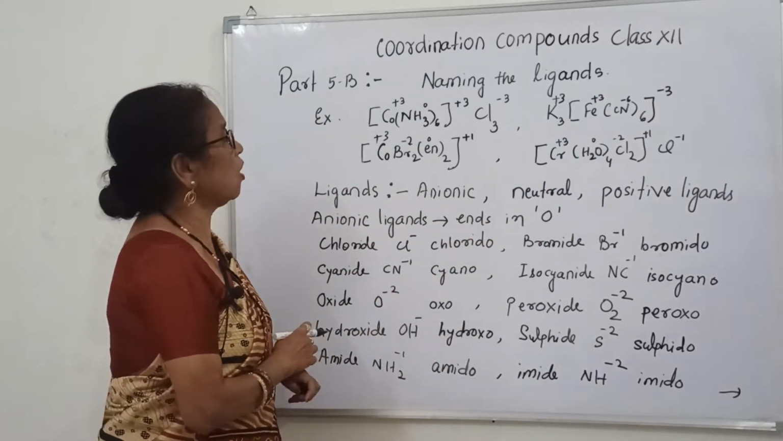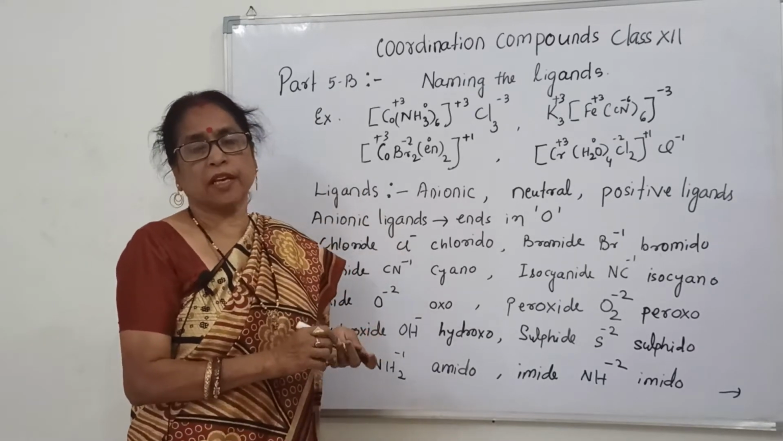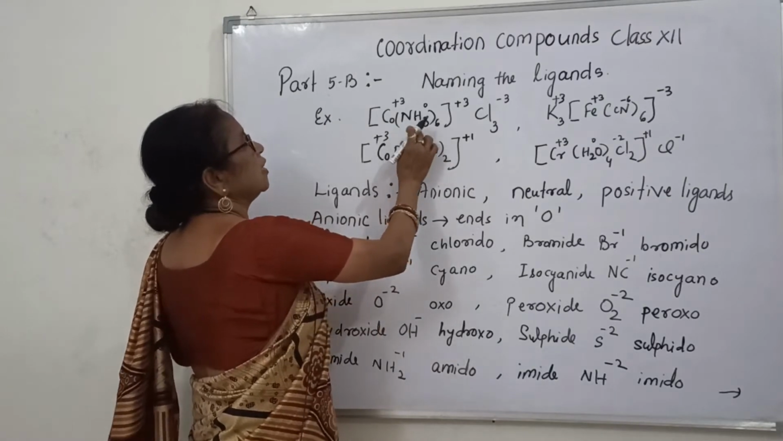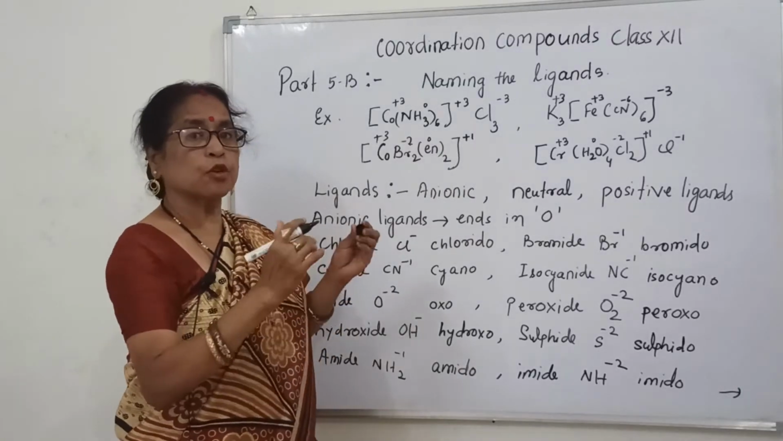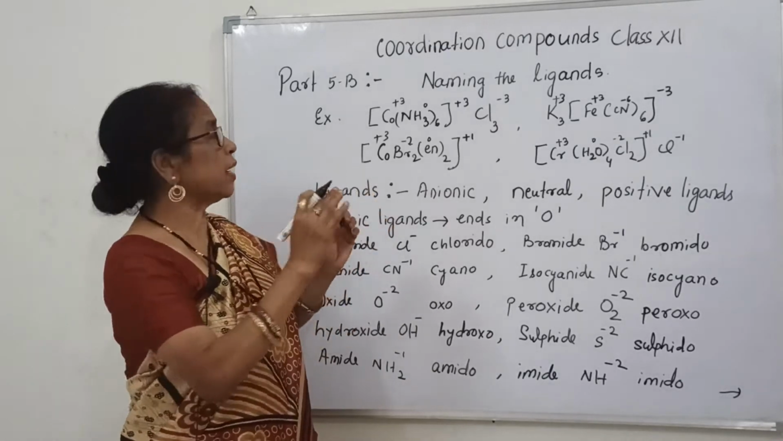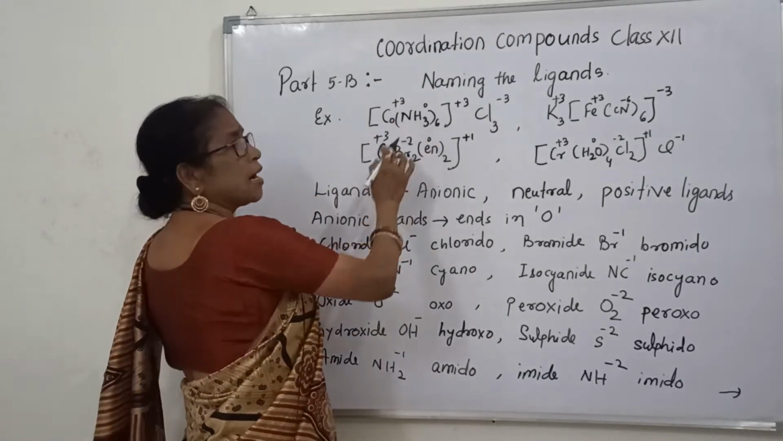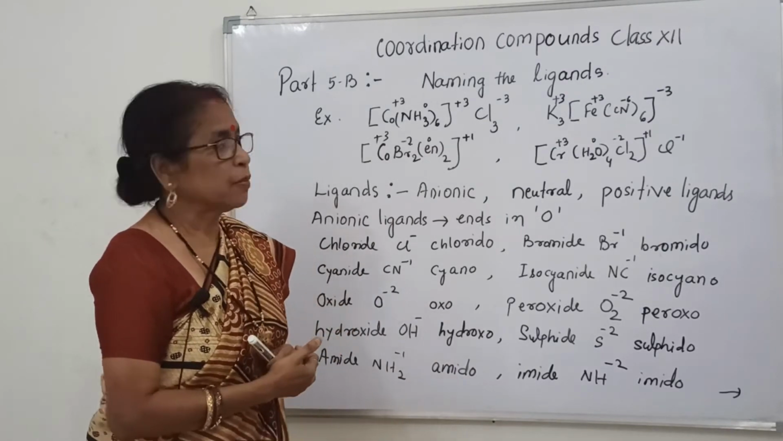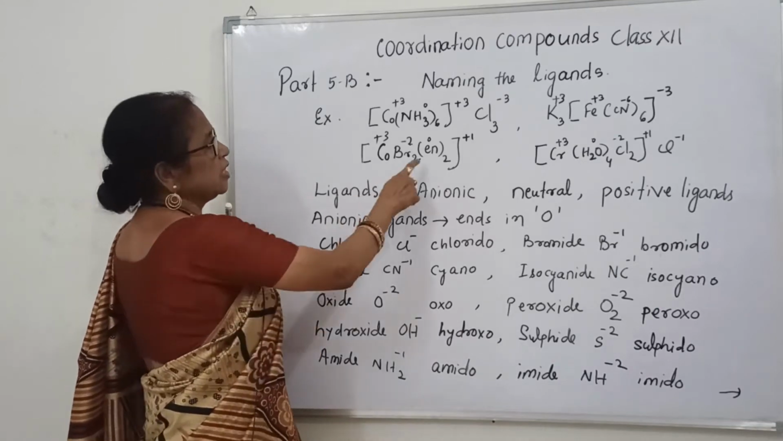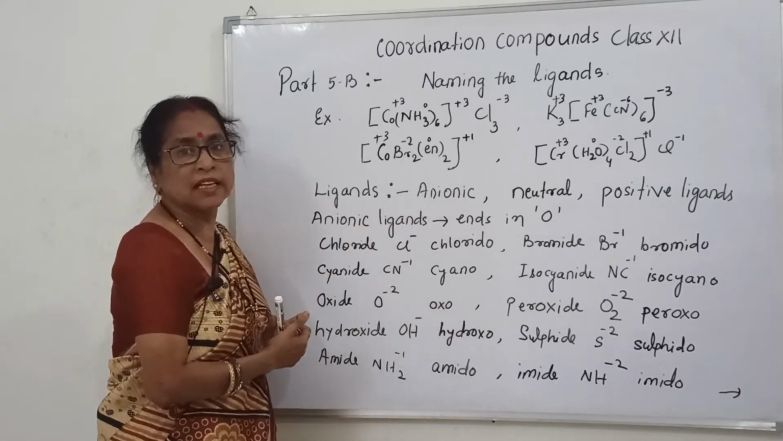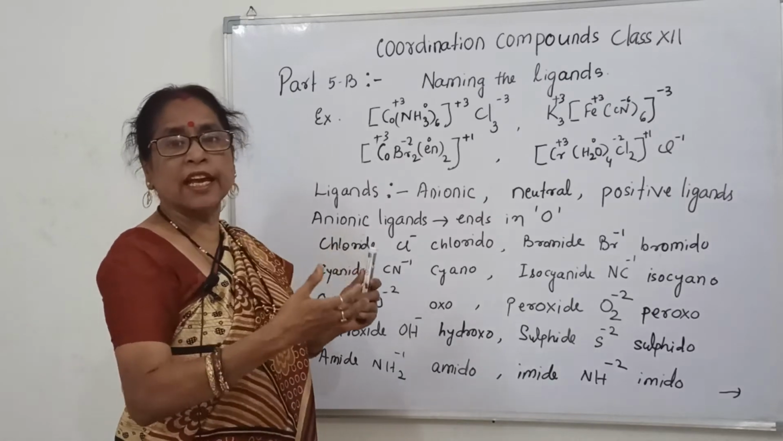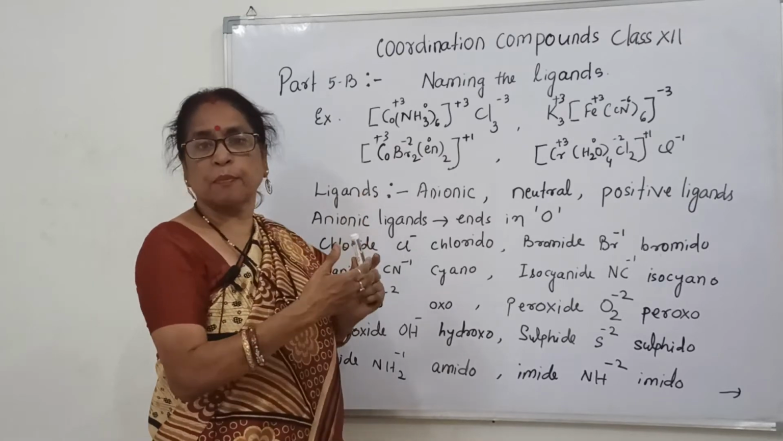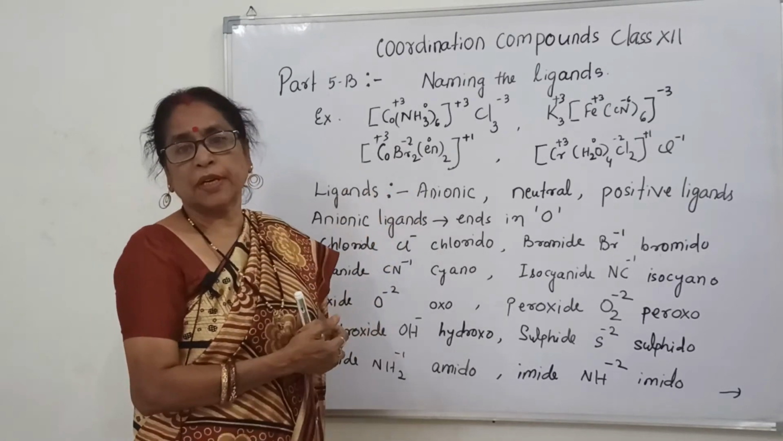According to alphabetical order. If the ligand is polyatomic, that should be written in parentheses. See here, this is the parenthesis. There should be no gap between the central metal atom and the ligands, whether it is a single simple ligand or a polyatomic ligand. Now here this is en, ethylene diamine, which is a polydentate ligand, because it can donate more than one electron pair to the central metal atom.